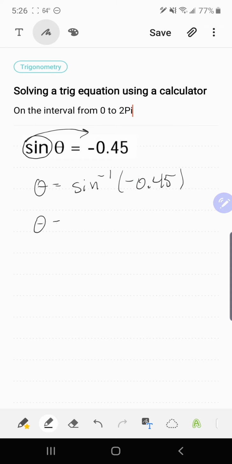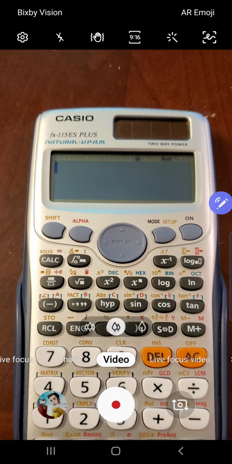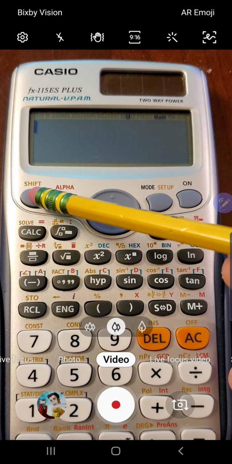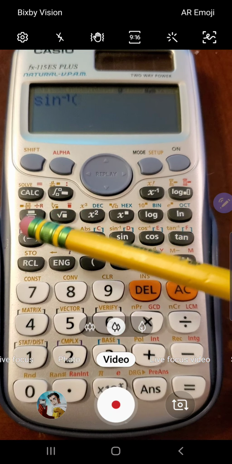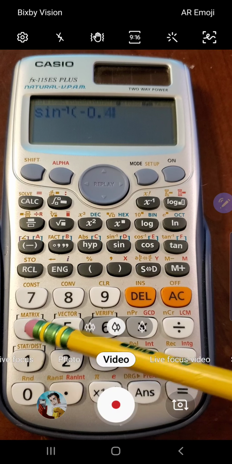And so now we can go grab our calculator and calculate the inverse sine of negative 0.45. Alright, so here we go. We've got our Casio, and we want to do the inverse sine of negative 0.45.